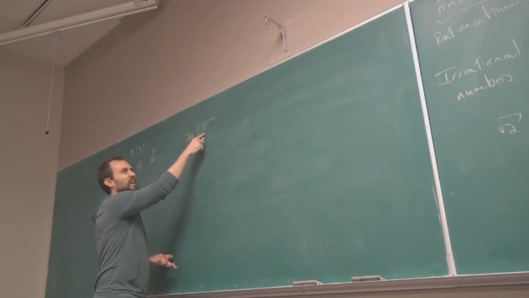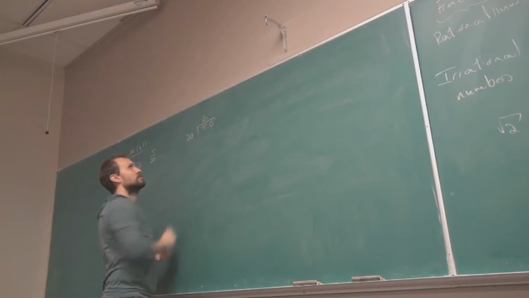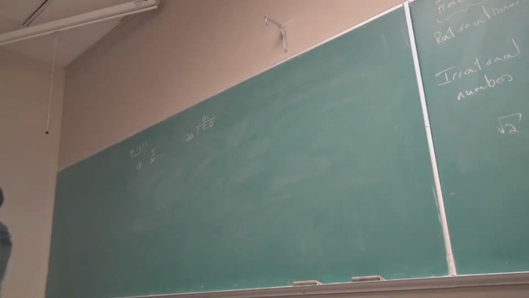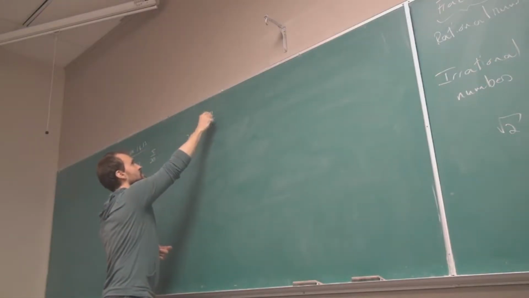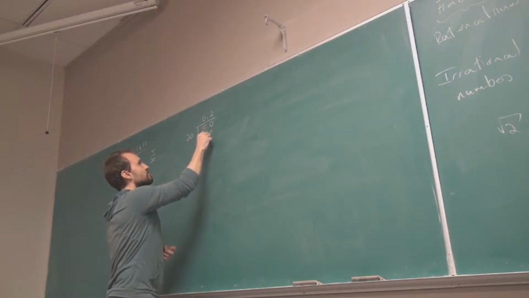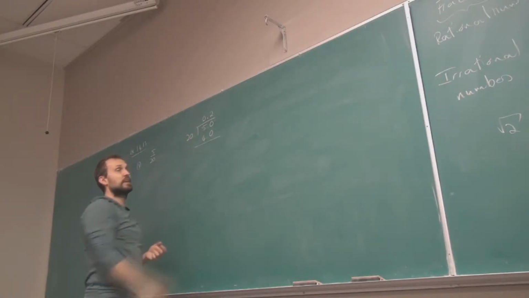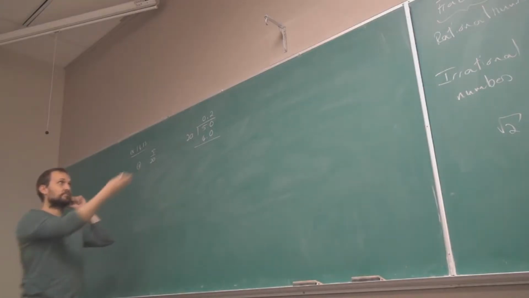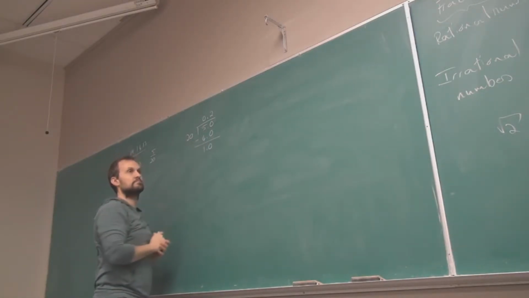See, 20 doesn't go into 5. So I add a decimal 0. 20 goes into 50. How many times? Twice. 2 times 20 is 40. I don't see the decimal point. It is there, but I don't think of it. I see 50 minus 40, which is 10.